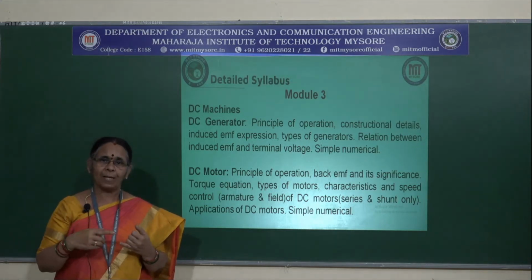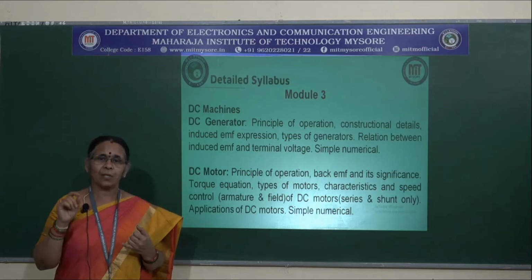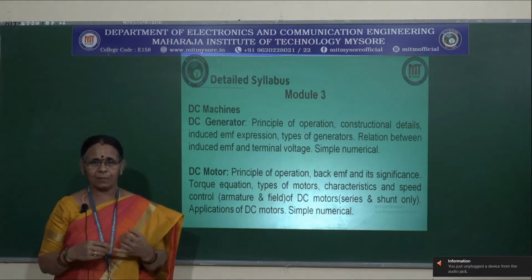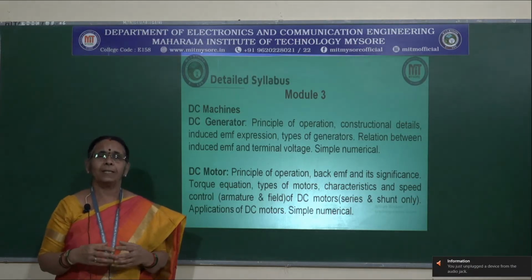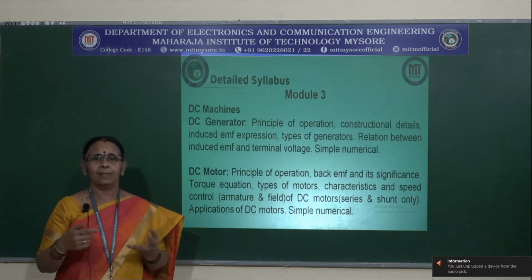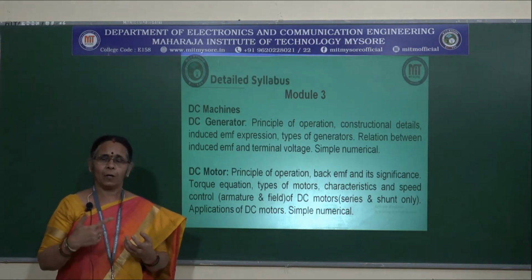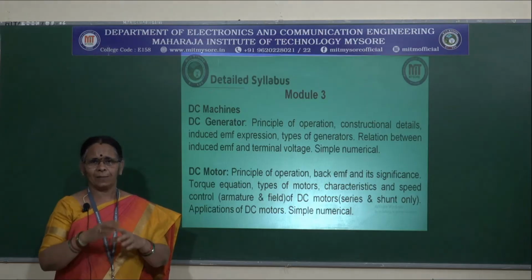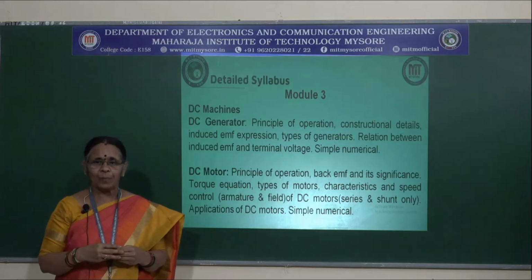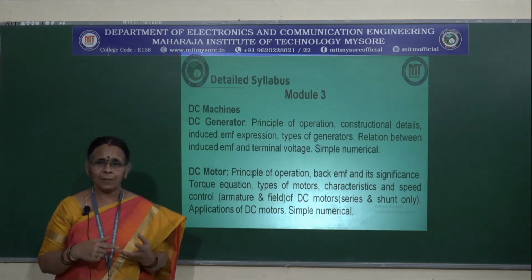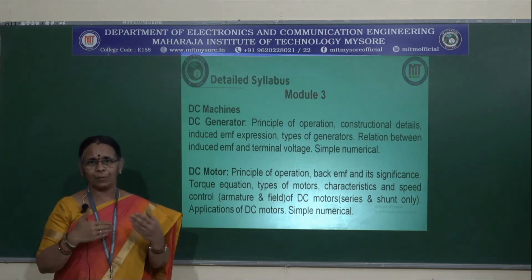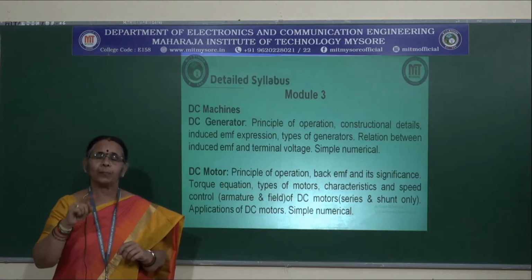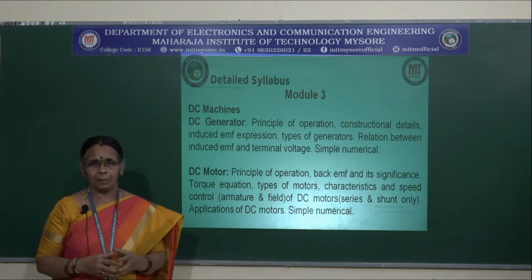You are going to study also about the constructional details of DC generator, and then you are going to derive the expression for induced EMF, that is induced EMF expression. Then different types of generators like series, parallel generator, compound generators, like that you are going to study, that is self-excited generator and separately excited generator. The classification you are going to study basically in this. Then the relationship between the induced EMF and the terminal voltage, you are going to do it. So, there you are going to come across an important factor called flux and also the speed in revolution per minute, that you are going to study.